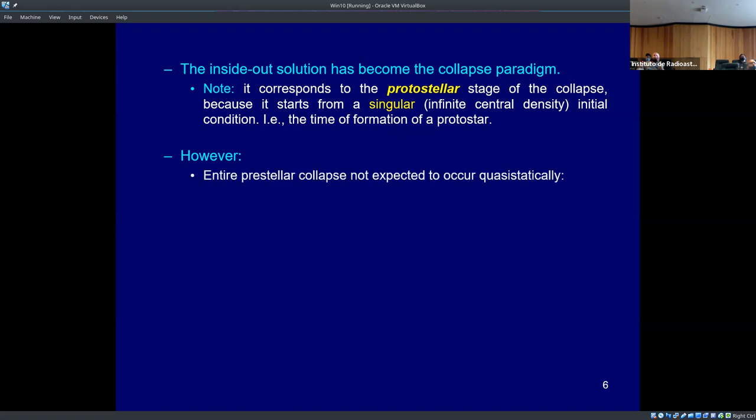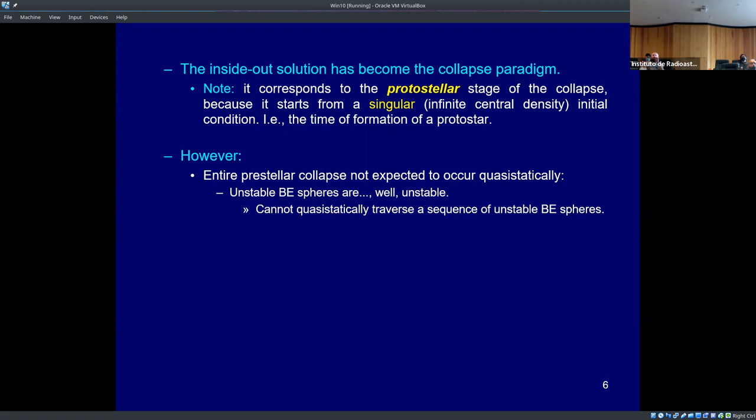However, it is hard to imagine that the entire prestellar collapse could occur quasi-statically. Why is that? Well, unstable von Hartmann spheres are unstable, which means that if you take any von Hartmann sphere, and there's a range of von Hartmann spheres long before you reach the singular isothermal sphere, so that means with finite central densities, there's a whole range of unstable von Hartmann spheres, which means that you can start with a non-singular von Hartmann sphere, what's called a regular one, with a finite central density that's already unstable. So you kick it, and it goes into dynamical collapse. So you cannot quasi-statically traverse a sequence of von Hartmann spheres. As soon as you have an unstable configuration, the moment you perturb it, it goes into dynamical collapse, not hydrostatic collapse.